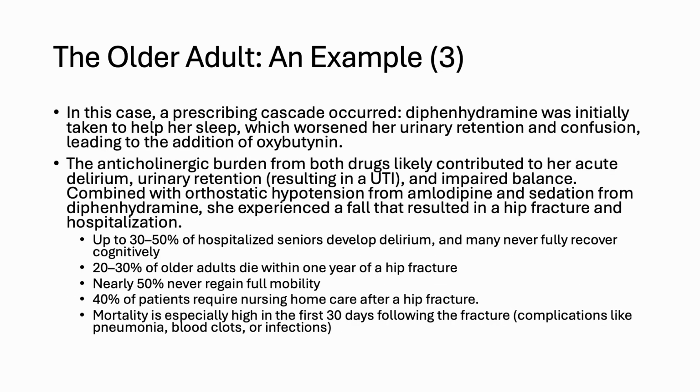So in this case, it was a prescribing cascade. She was taking something for sleep that worsened her urinary retention and confusion because diphenhydramine has anticholinergic effects. Anticholinergics make it so that you retain urine. She's elderly, so she got confused. So then she got on the oxybutynin because of the urinary retention. And all of these things added together made her have impaired balance. She's on an anti-high blood pressure medication, so maybe she was a little bit hypotensive, so maybe she was dizzy when she stood up. And all this led to a very negative outcome for her.